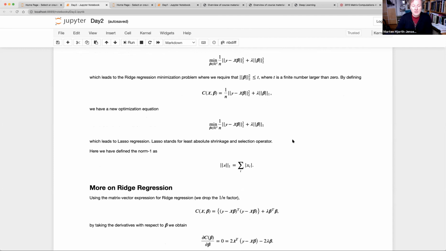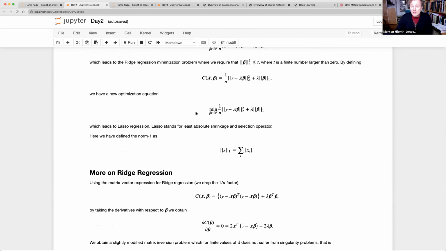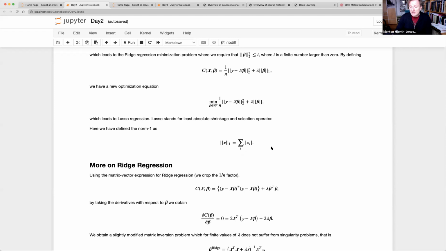The other very popular method is lasso regression, where we use the norm one. That leads to a convex optimization problem where we now have the derivative of an absolute value. For lasso regression, you can show mathematically that you can drive specific terms or specific features to zero. So that's a way to reduce the dimensionality. Lasso regression can also reduce the mean squared error for specific values of lambda, but that is again dependent on the problem.